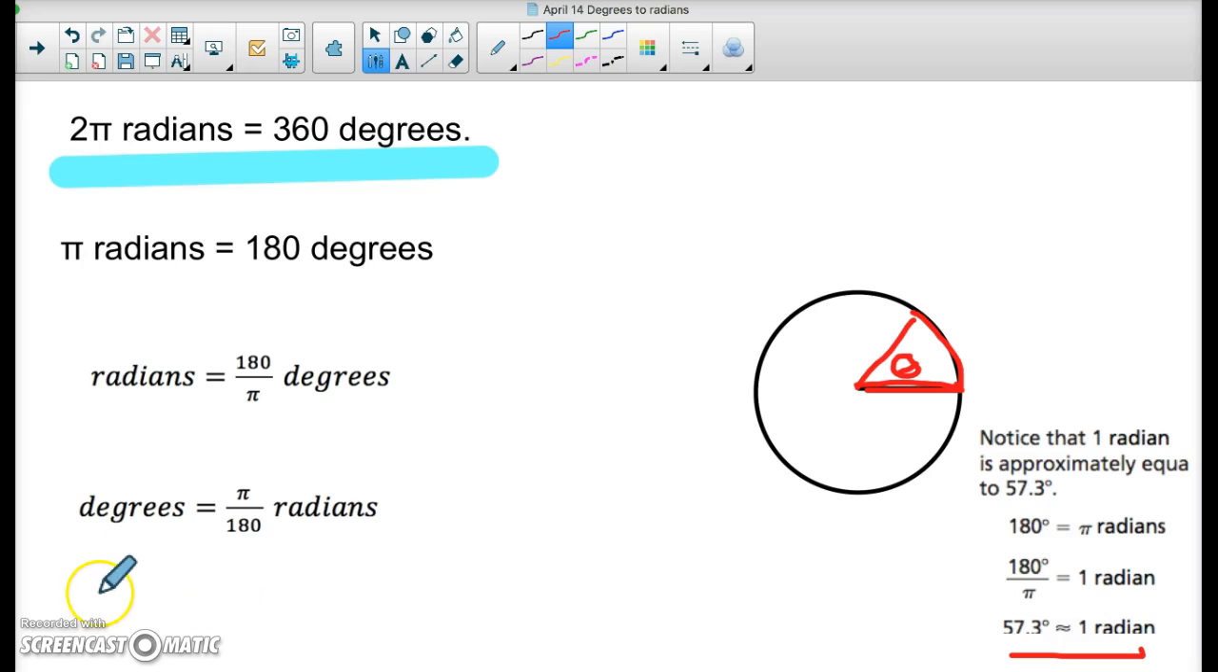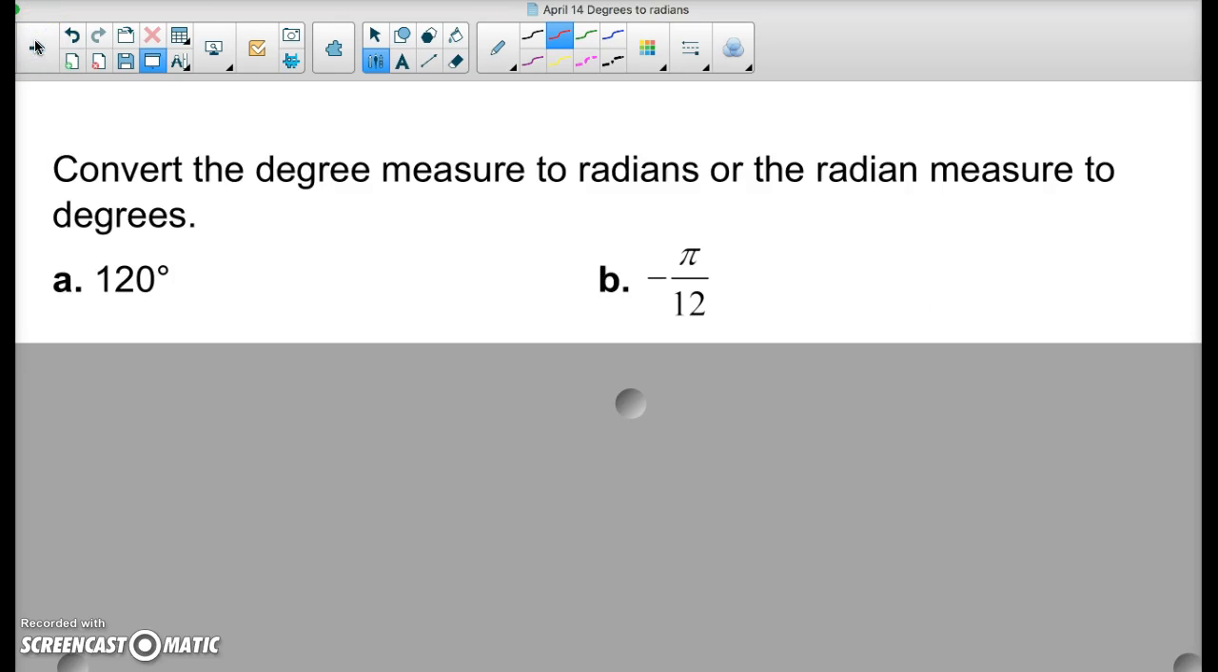If I want to go the other way, if I already know the degrees of something, then I multiply it by pi over 180 to get the number of radians. So let's take a look at some examples. Here we're going to convert the degree measures to radians, or the radian measures to degrees.